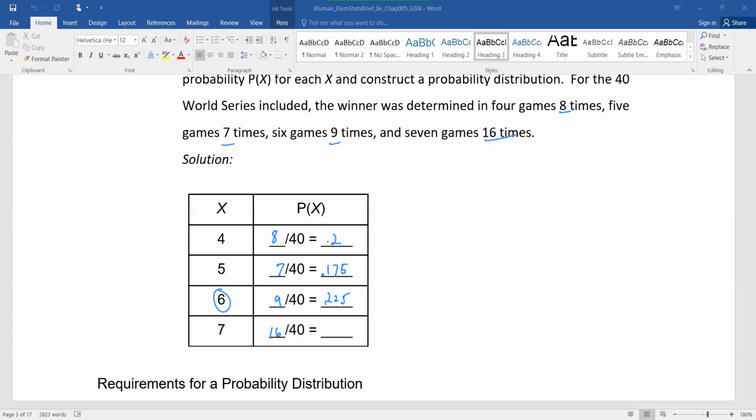So 16 out of 40 is what? Very good. Double that. So double this. What does that all total up to? It does equal 1. That's 0.6. This right here actually ends up being 0.4. 0.6 plus 0.4 is 1. All right. Any questions on how to make a chart? All right. We'll keep going tomorrow.